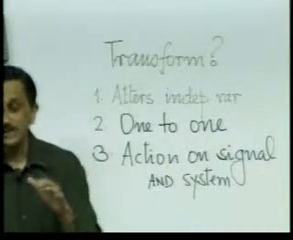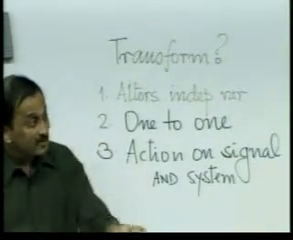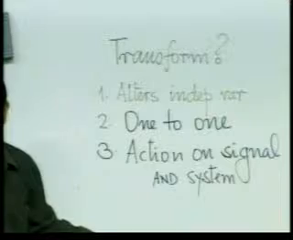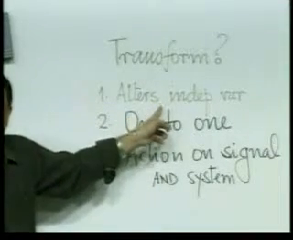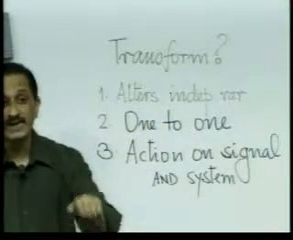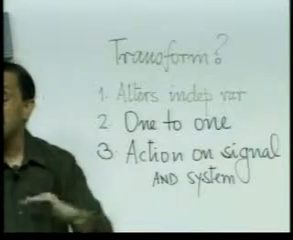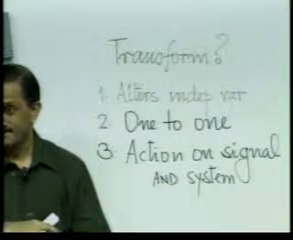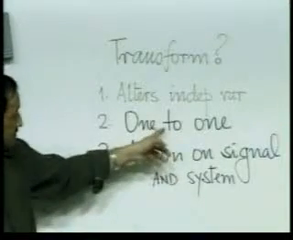The first point, that it alters the independent variable. In fact, there is a link between these ideas. It alters the independent variable, and in the transform that we have discussed right now, it does it in a one-to-one manner. One-to-one manner means you can alter, and as Uday says, you can go back. Right? So it's one-to-one.